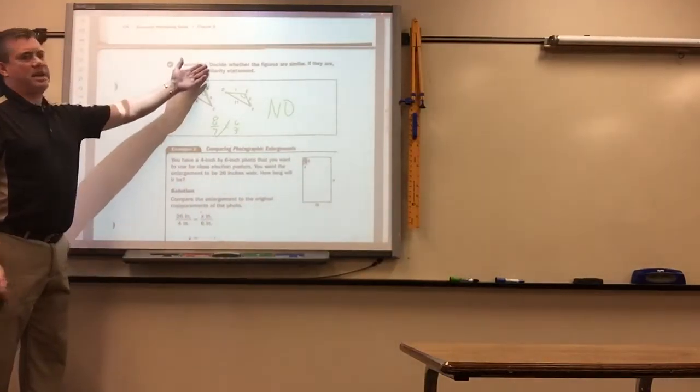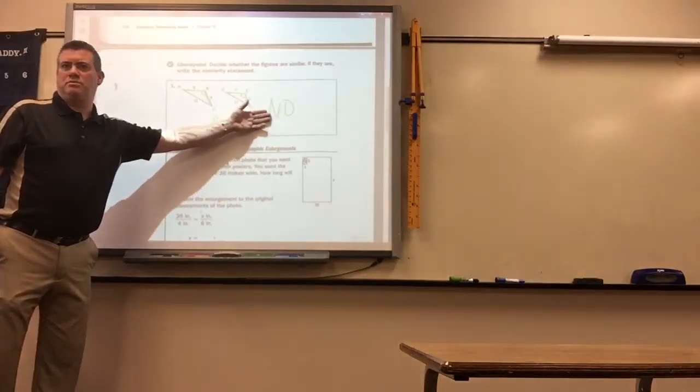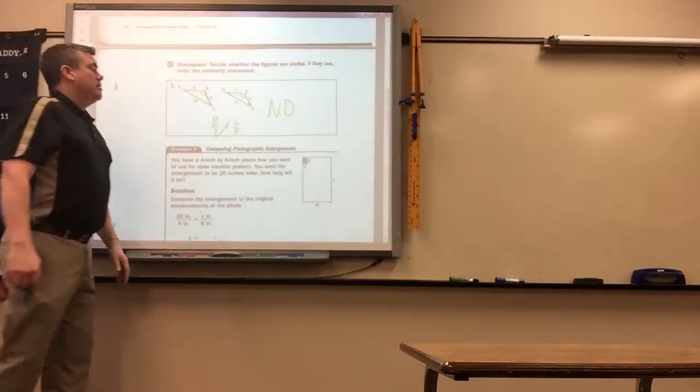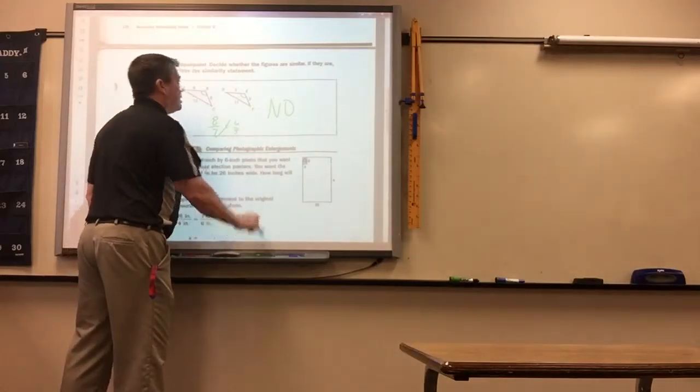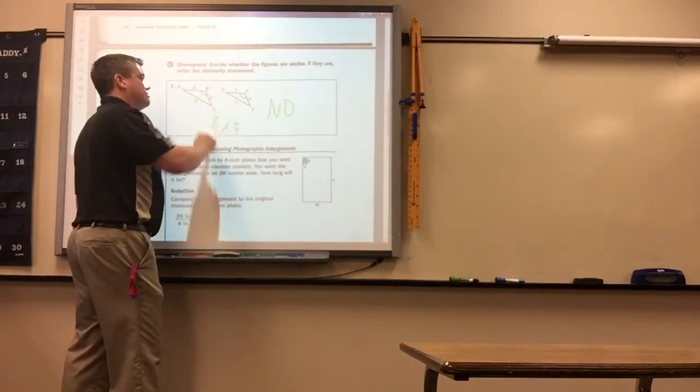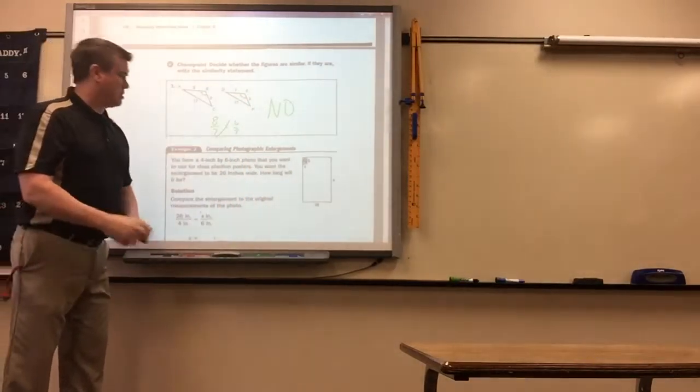If it's no, you can't write a similarity statement, you just put no. But right off the bat, I could have put no because I only know one set of angles. You got to know if all 3 angles are good.